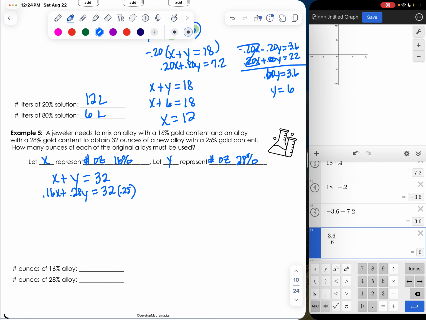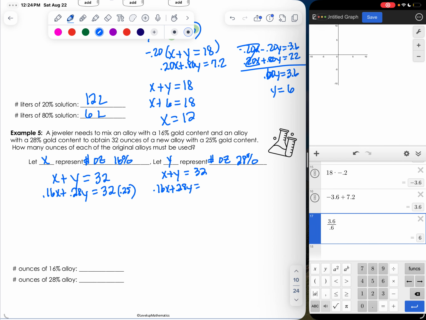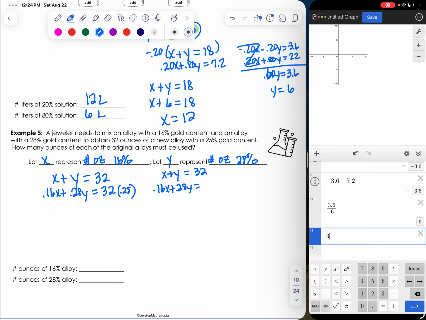So what I want to do is rewrite this top equation. Don't do anything to it. And my bottom equation, 0.16x plus 0.28y equals, I need to multiply 32 times 0.25, and that gives me 8. This is the equation we're going to solve.